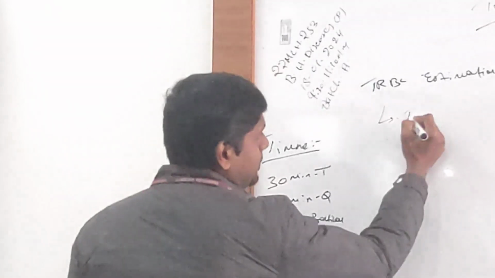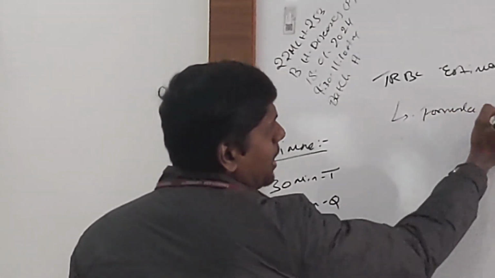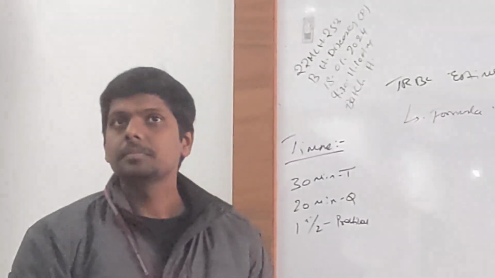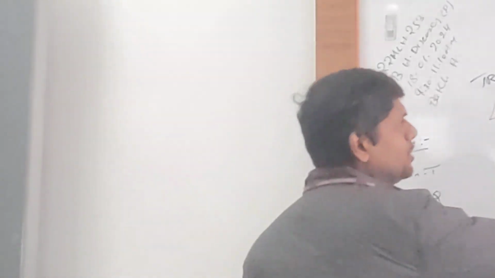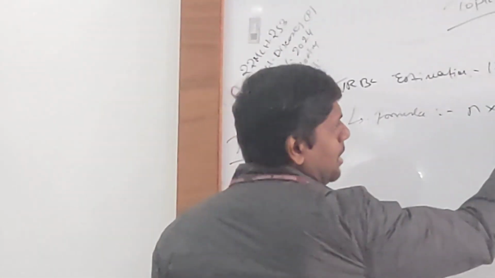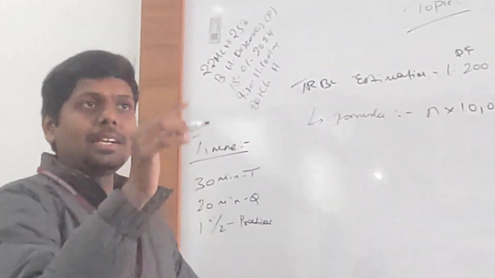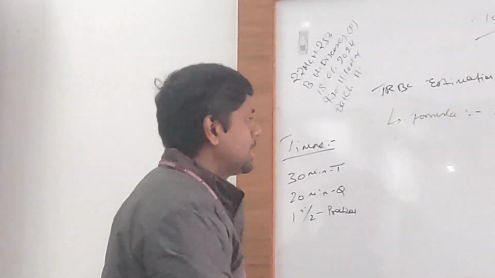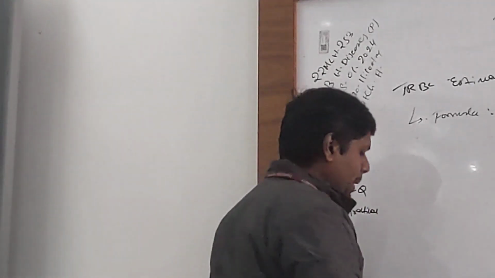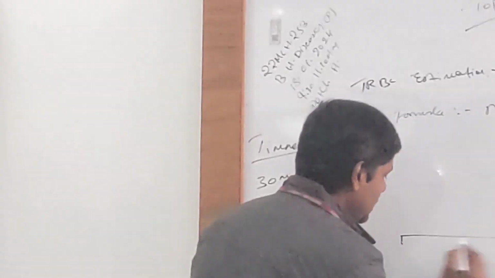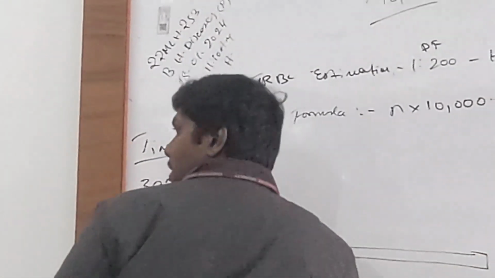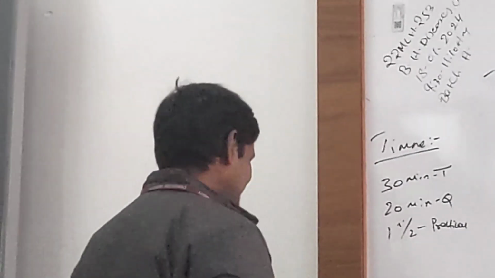Then next one is, what is the formula for counting TRBC? Sir, N into 10,000. Okay, so before discussing this N into 10,000, let us come back to the basics of the Neubauer chamber. Tell me the depth of the Neubauer chamber, students. 0.1 millimeter. Yes.